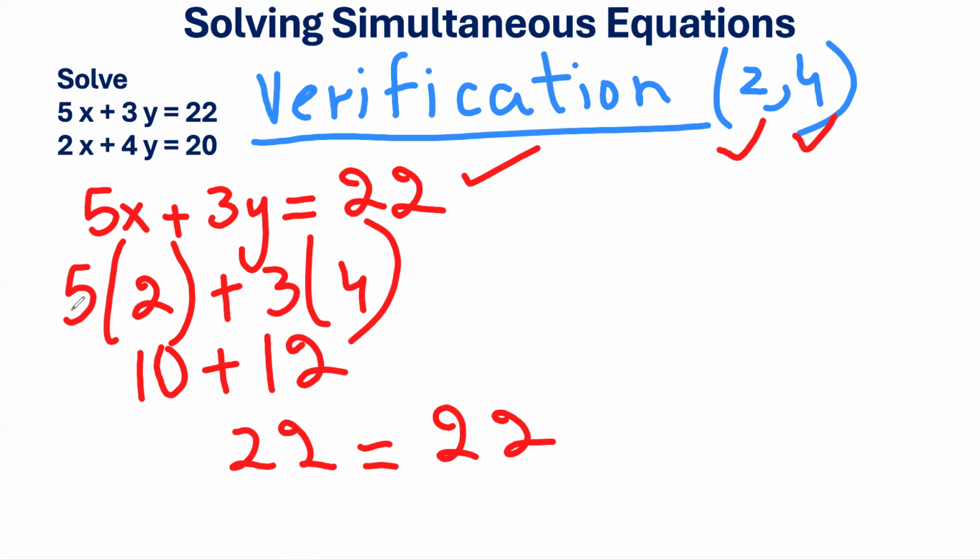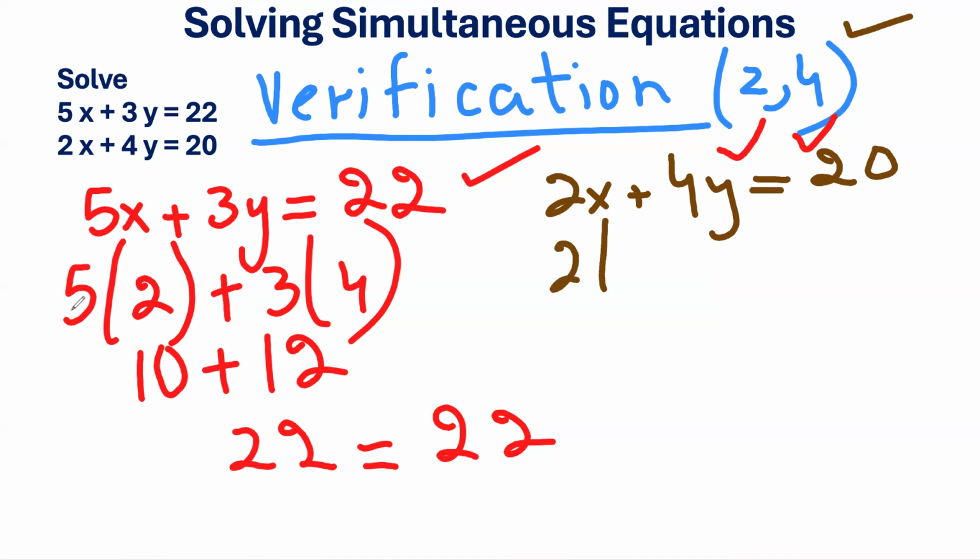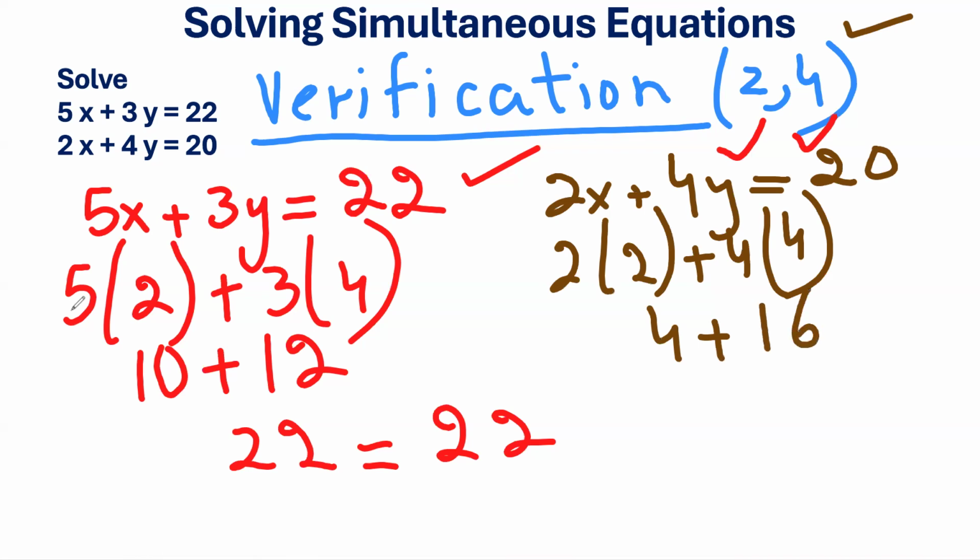If you want to use another equation, you can use it. The second equation is 2x plus 4y is equal to 20. Substituting x is equal to 2 and y is equal to 4: 2 multiplied by 2 is 4 and 4 multiplied by 4 is 16. And the answer is 20. And the right-hand side is also 20. So this equation is also satisfied. It means your answer is 100% correct.